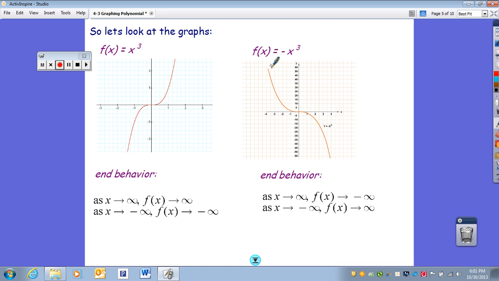Then when we have our leading coefficient being -1, notice that we have the reverse happening. As x approaches -infinity, my y or f of x is going to approach positive infinity, and as my x values approach positive infinity, my y or f of x values are going to approach -infinity.